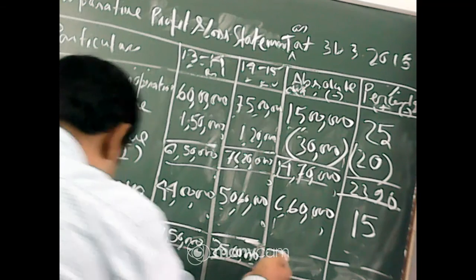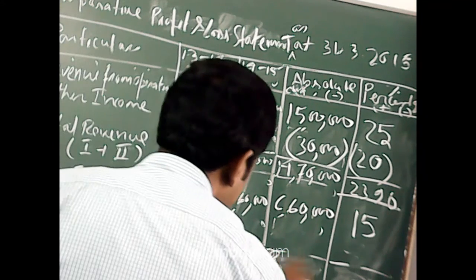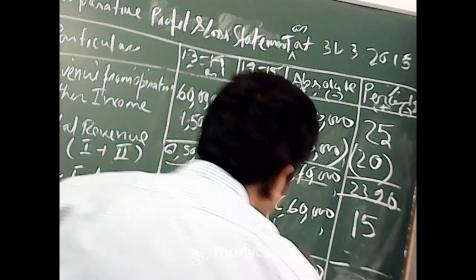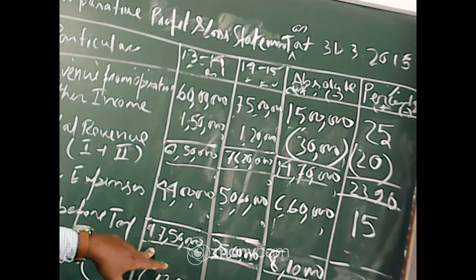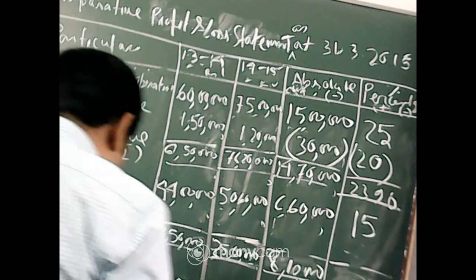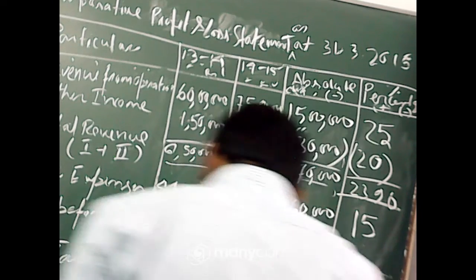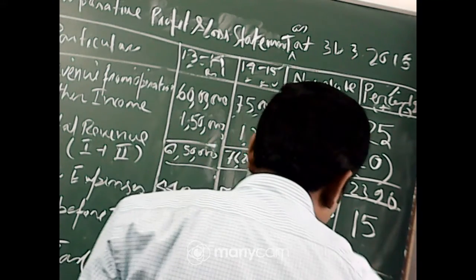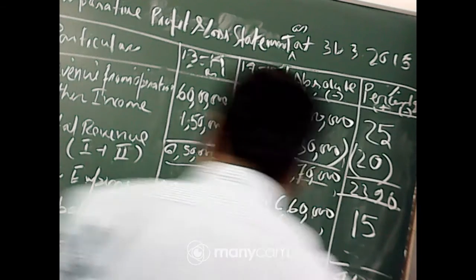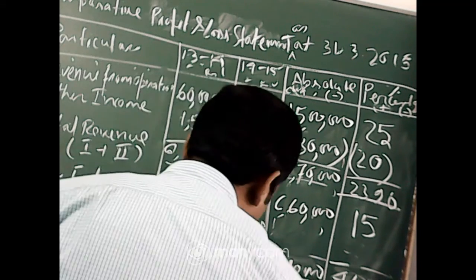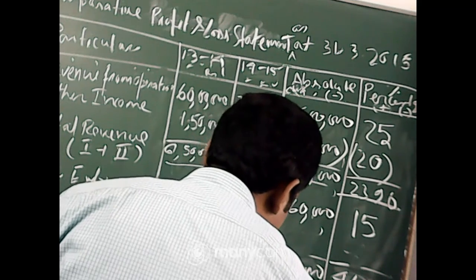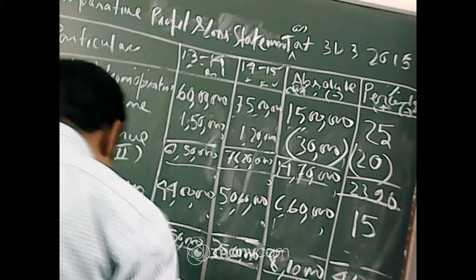Then what will come? That is 8,10,000. And again you have to calculate the percentage. 8,10,000 upon the base year figure, that is 17,50,000 into 100, that is a change of 46.29. Okay. Then there is tax. What is the change of tax? The change of tax is 4,11,500. What is the change in percentage?